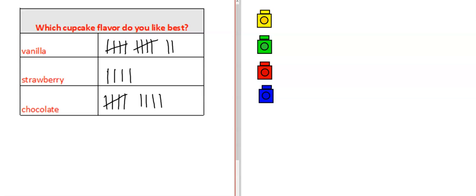So this was a little survey that I did with some first graders, and I asked them, which cupcake flavor do you like best? And I gave them 3 choices. So the first one here, anybody think they might know what that is? It starts with a V. That's right, it's vanilla. I love vanilla cupcakes.